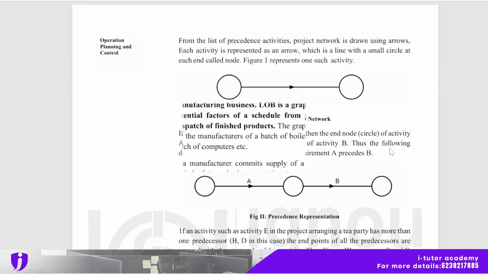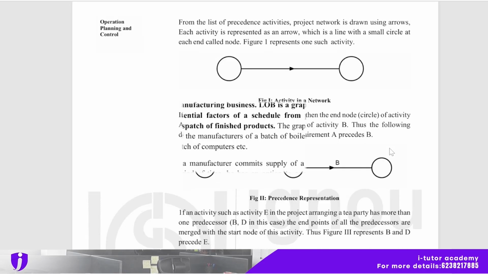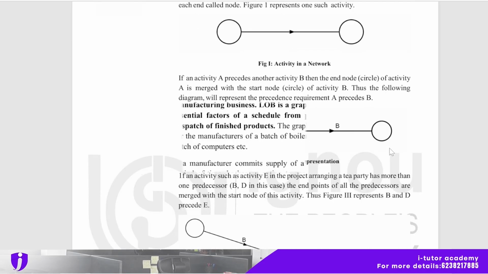And if an activity A precedes another activity B, then the end node, that is the circle of activity A, is merged with the start node, that is activity B. So the following diagram will represent the precedence requirement.